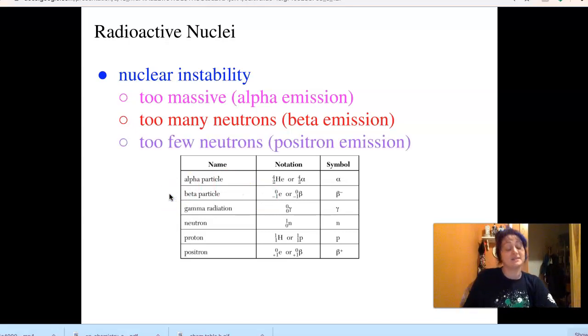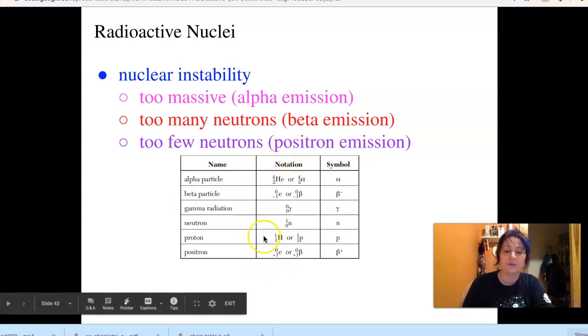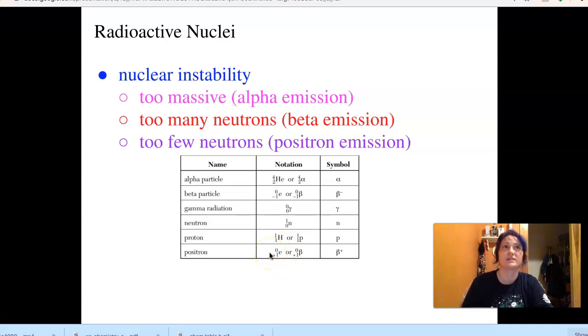Okay. The last type of instability, which isn't as common but does happen occasionally, is that you can have too few neutrons, so you can be proton heavy, in which case you would undergo positron emission. A positron is the loss of a positive charge from the nucleus, in effect turning a proton into a neutron.